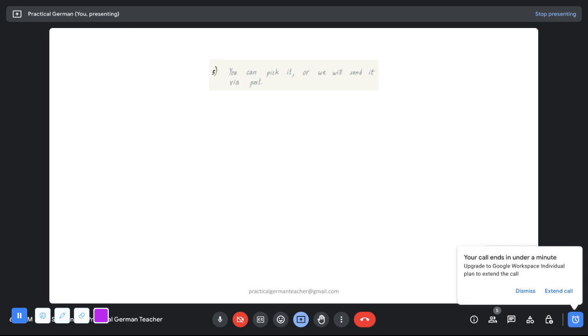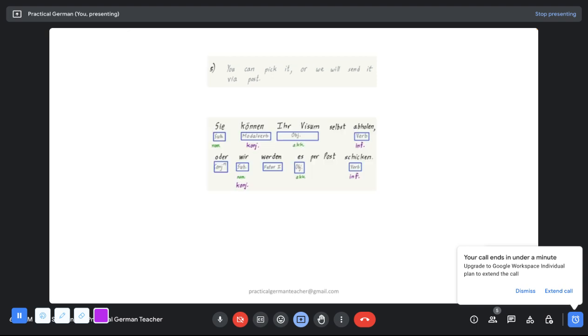What verb do you need when you are talking about future tense? Come on. We had an entire session on this. Werden. Wir werden das. So you don't know how to say via post. Normally you go with per. So per post, per Teams, per email, per telephone. Go with per. Per post.